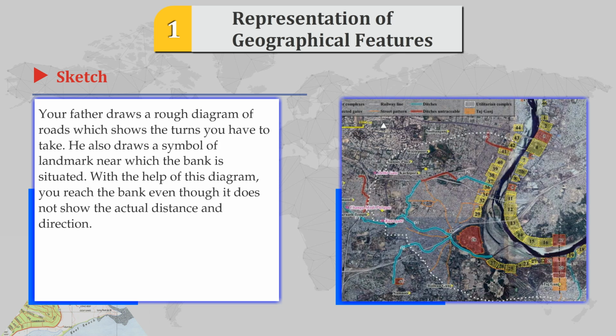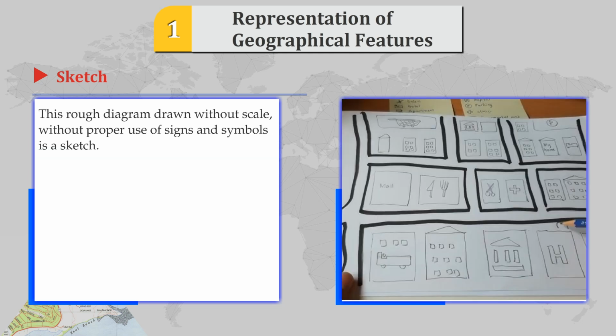Your father draws a route diagram of roads which shows the turns you have to take. He also draws a symbol of a landmark near which the bank is situated. With the help of these diagrams, you reach the bank even though it does not show the accurate distance and direction. The rough diagram drawn without scale, without proper use of signs and symbols, is a sketch.